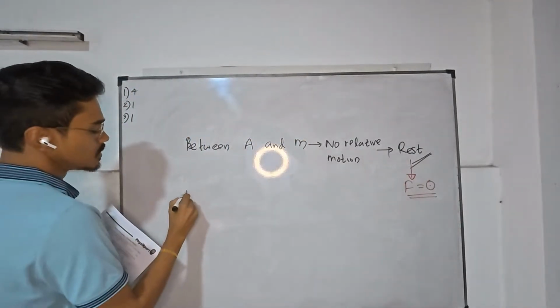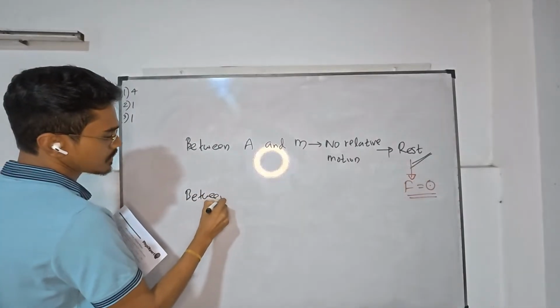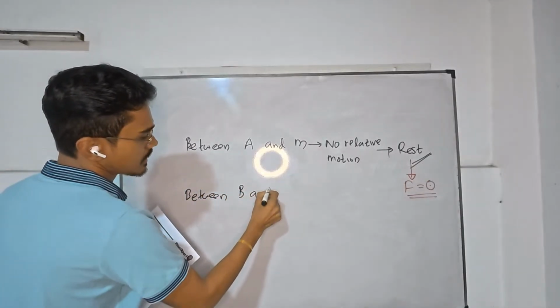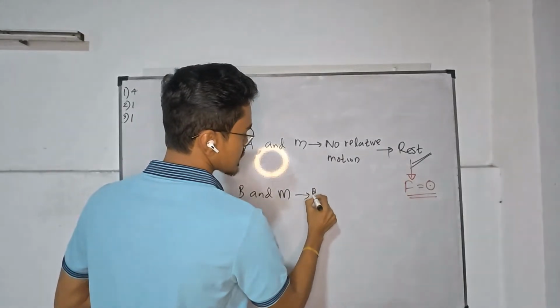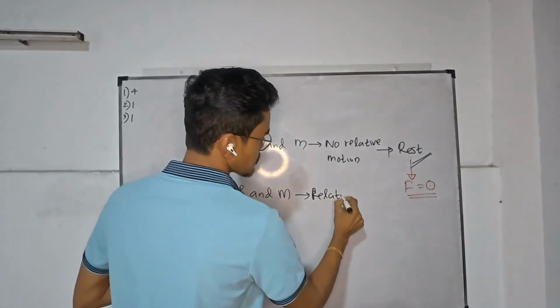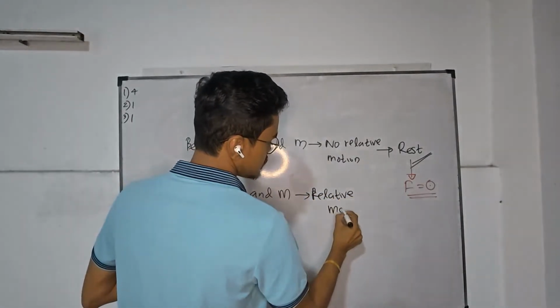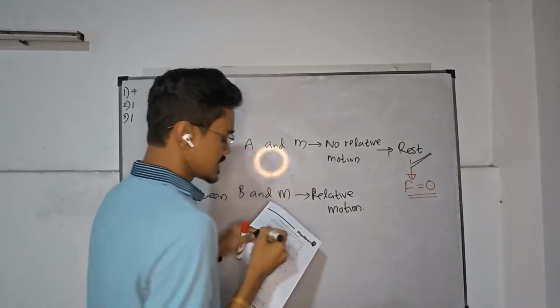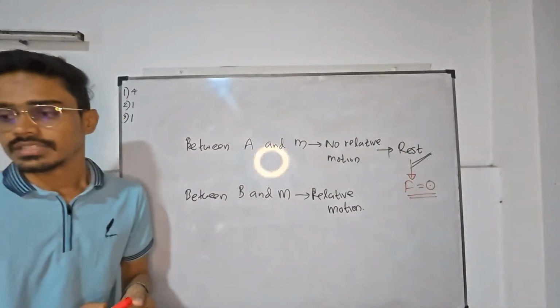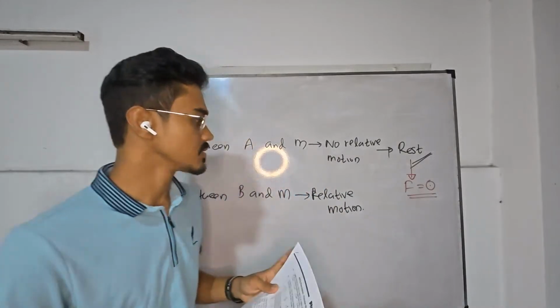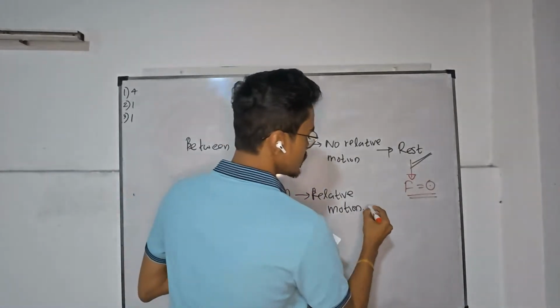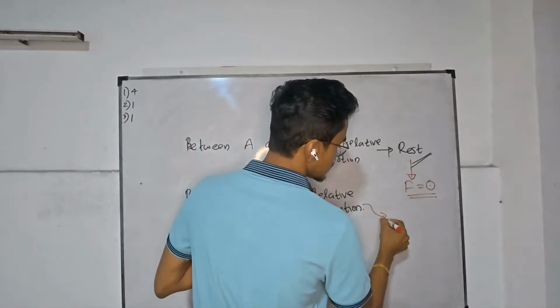So between B and M, there's a relative motion. B sees that it undergoes circular motion. So B sees the circular motion.